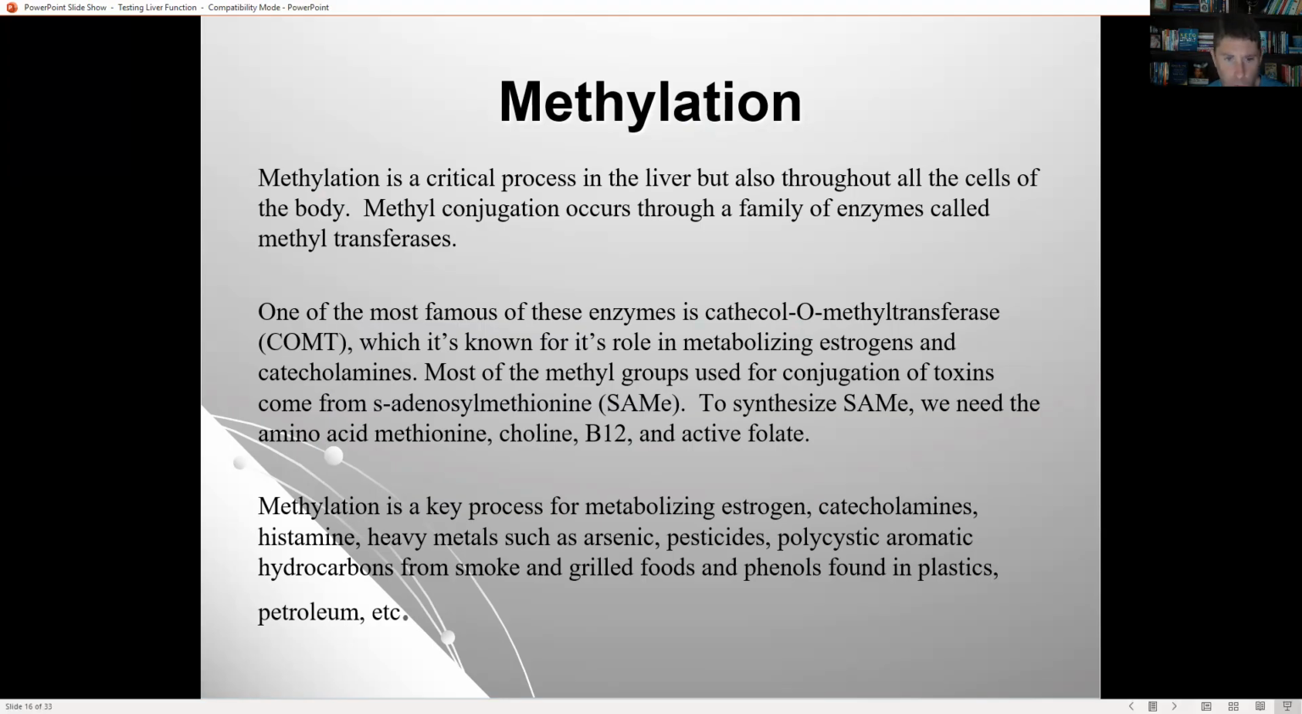Okay, so we need certain amino acids, methionine. Okay, we need choline, a compound called choline. We need B12. Choline is actually a bile salt, right? But it also does other things as well. And we also need active folate. Methylation is a key process, and choline's an important part of the methylation process, right? It's important for metabolizing estrogen, catecholamines, histamine, heavy metals such as arsenic, pesticides, polycyclic aromatic hydrocarbons from smoke and grilled foods, and phenols found in plastics and petroleum.